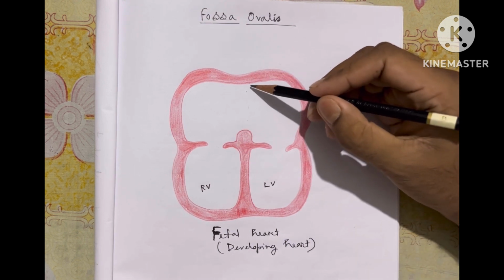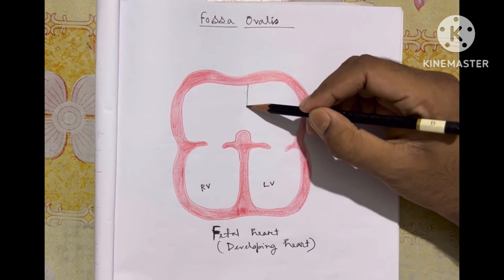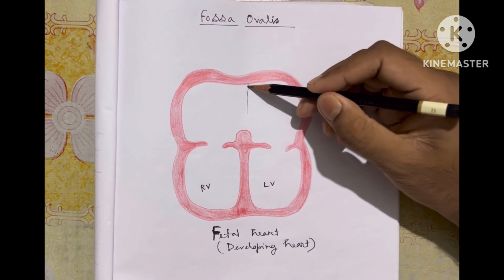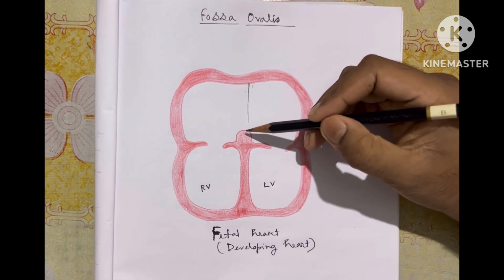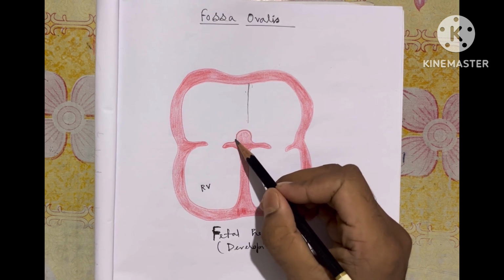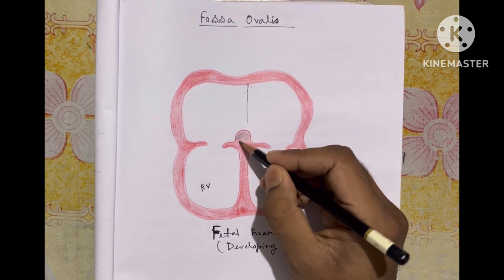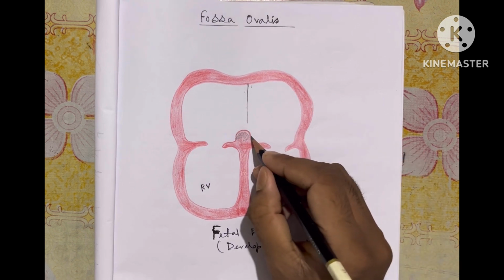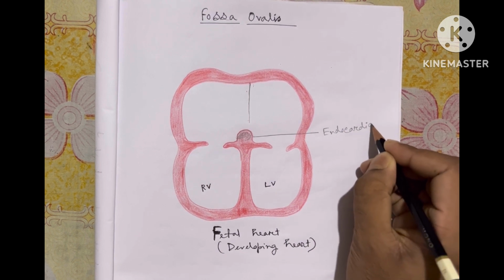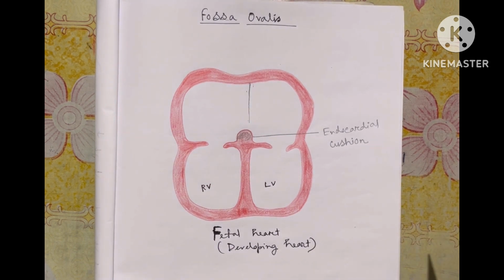In the first stage, one septum, or one single sheet of muscle, continuously grows from the middle of both the atria towards the endocardial cushion. So what is the endocardial cushion? Have you seen this kind of ovale structure? That is nothing but the endocardial cushion. This round, half round structure is called the endocardial cushion.